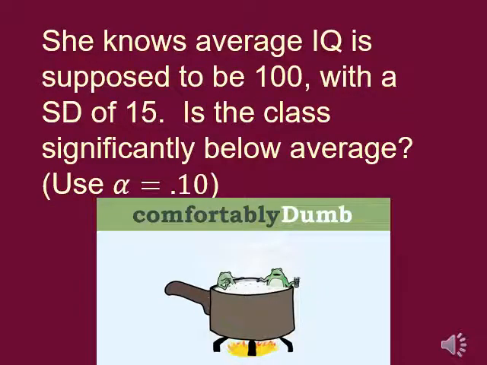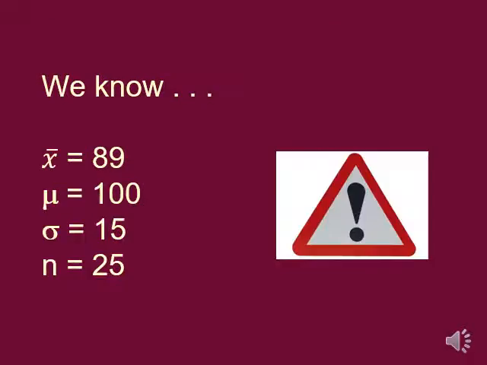You might remember from before that the average IQ is supposed to be 100. The standard deviation is 15, and so the question here is, is her class significantly below average? Are they truly dumb? And it tells us to use alpha equals 0.10 or 10%. In this problem, and pretty much anything you'll see in a book or worksheet or quiz, you're given the information that you need to solve the problem.